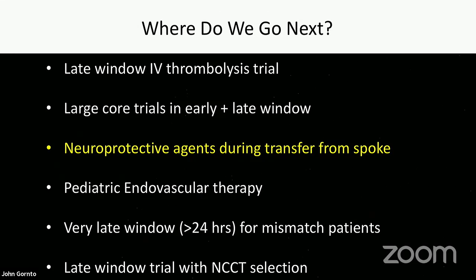But if you can use the collateral imaging to say, this is the patient who's going to grow during the transport, that's the one you want to test your neuroprotective agent in, because that's where you're going to have a big impact with a small sample size. And there are several trials gearing up with newer neuroprotective agents looking at, let's freeze the core during that critical transport time from the spoke to the hub.